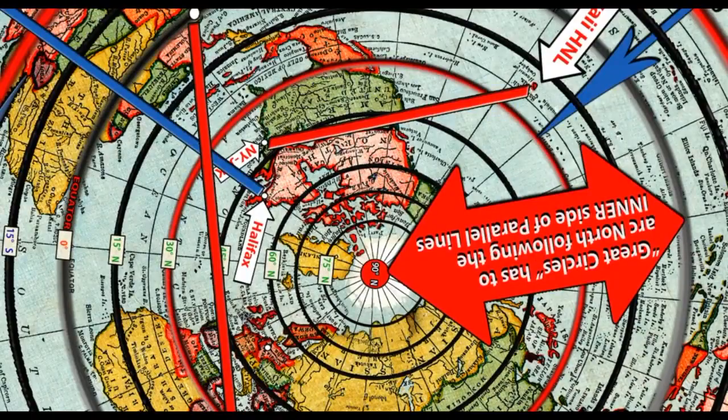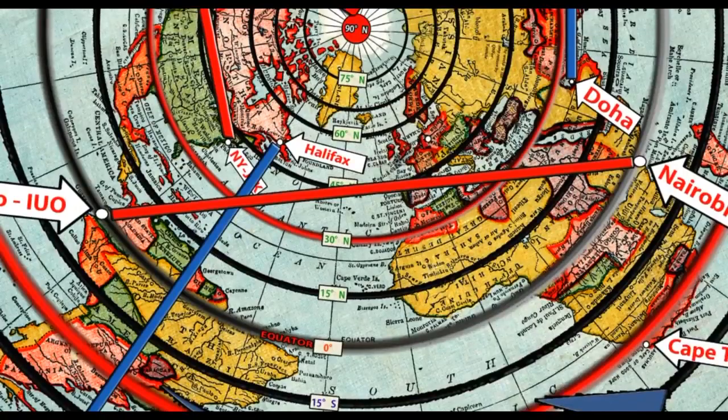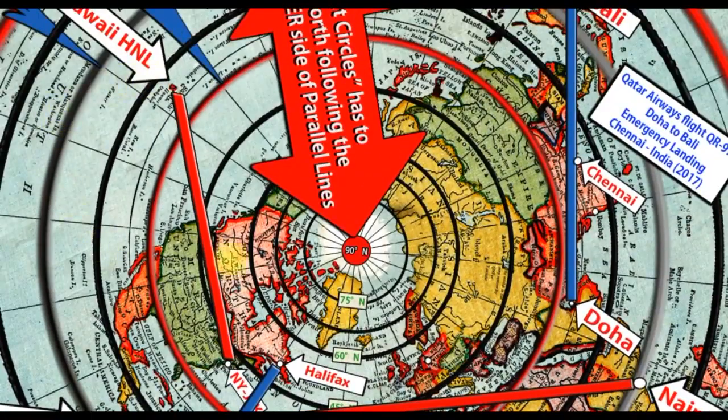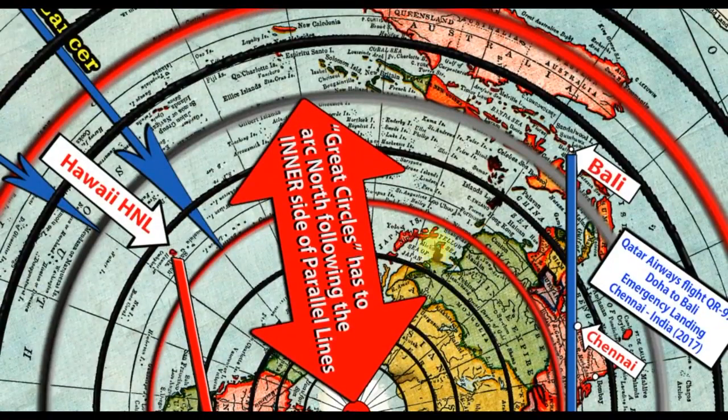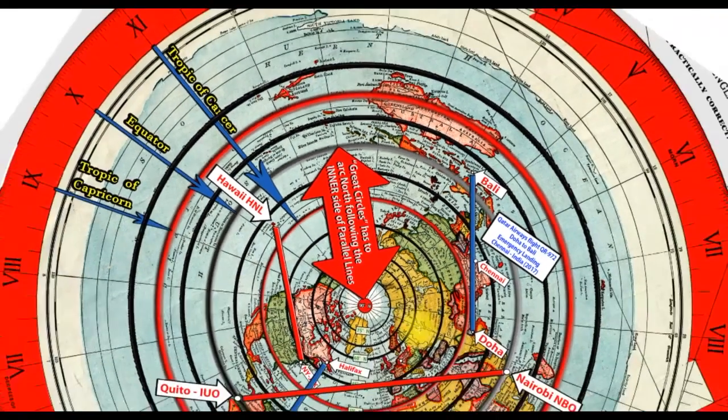And same thing here. Let me flip the image. Here we have the flights from New York to Hawaii. That's why they always land in this area here, emergency landing. And remember, the great circles that have to arc north following the inner side of parallel lines have nothing to do with the Earth being a ball. It has to do with flying on the inner side of the parallel lines. That's the shortcut. This is the shortest distance.